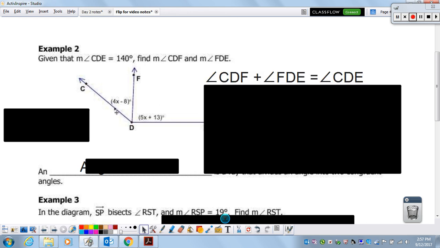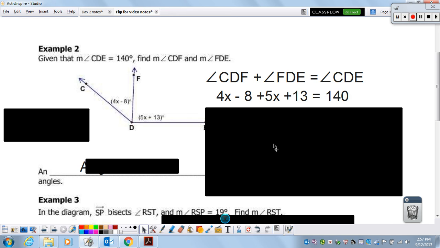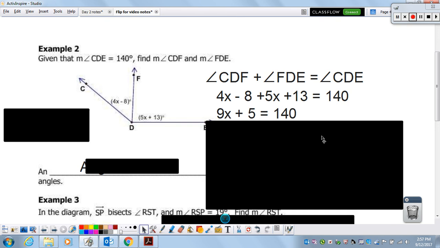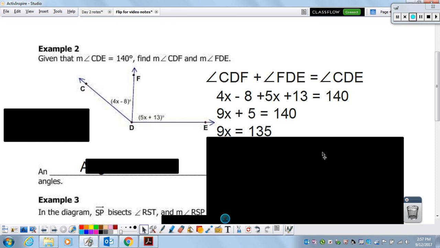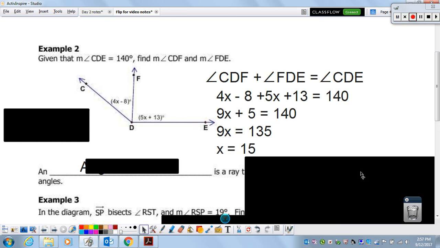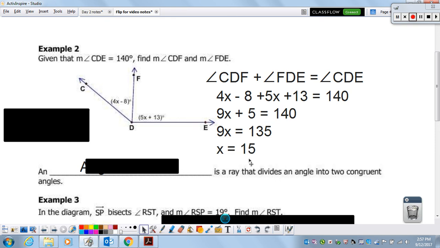We know that the measure of angle CDF plus the measure of angle FDE is going to equal the measure of angle CDE. I'm going to substitute in what I have. So angle CDF is 4x minus 8. Angle FDE is 5x plus 13, and that equals the measure of angle CDE, which is 140 degrees. When I combine like terms, I get 9x plus 5 equals 140. Subtract 5 from both sides, 9x equals 135, and divide by 9, x equals 15.